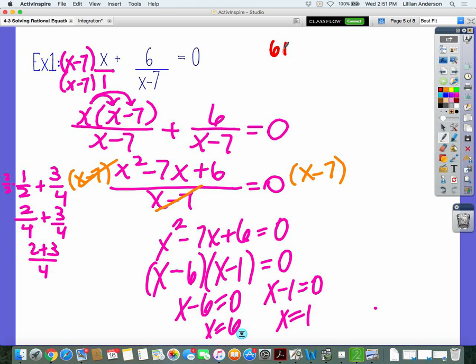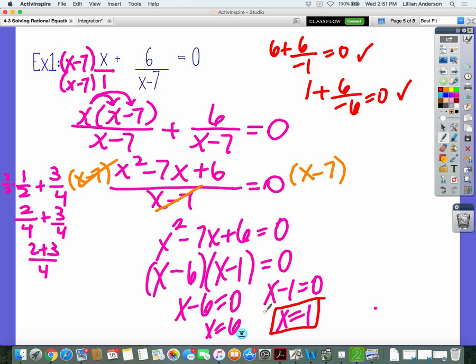So this is going to be 6 plus 6 over negative 1. Is that going to equal 0? Sure will. And if I plug in 1, so that equals 0? Yes. 6 over a negative 6 is a negative 1. 1 minus 1 is 0. So they both work. Questions on this one? Okay.